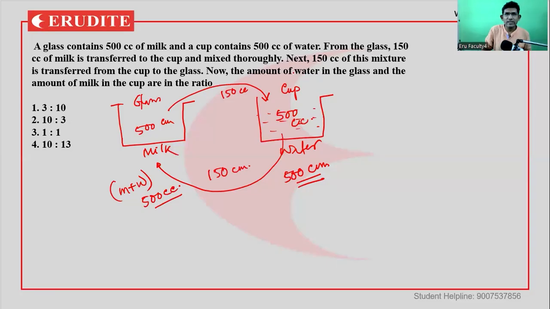Okay. Now I have to find the amount of water in the glass, right? So I have to find the amount of water here, and I have to find the amount of milk in the cup. This ratio I have to figure out. So if you go by the simple process of ratio, then it will be lengthy. But if we apply logic here, what can you do?